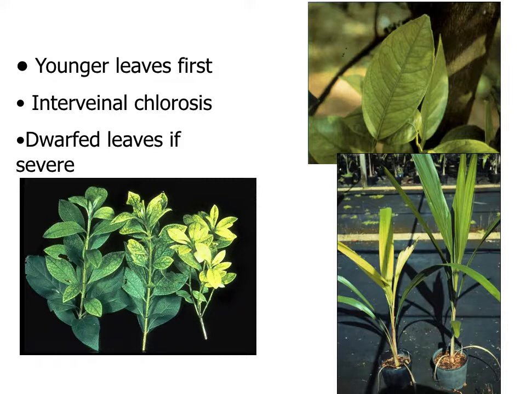It's best to supplement with iron, preferably through the leaves because micronutrients are best absorbed through the foliage. Here are some palms, hard to say which one, but the interveinal chlorosis is that striping effect like a zebra of green and yellow in this case.